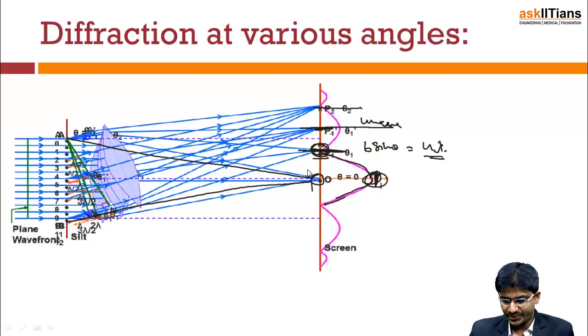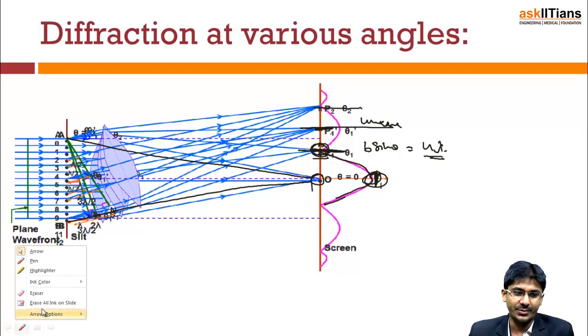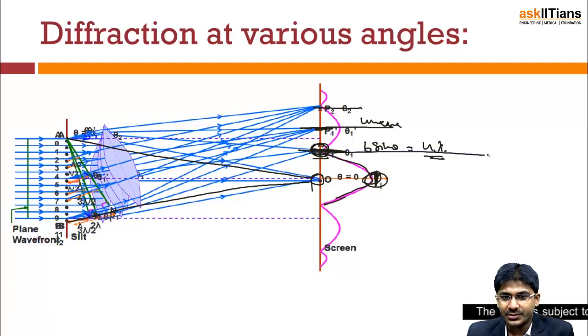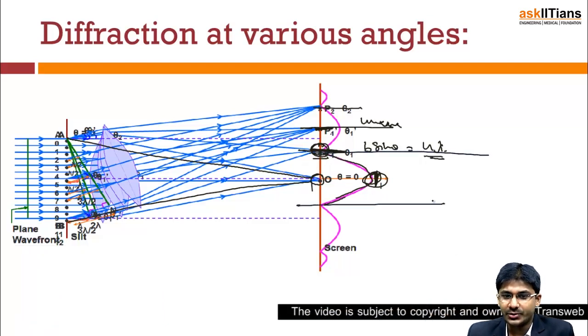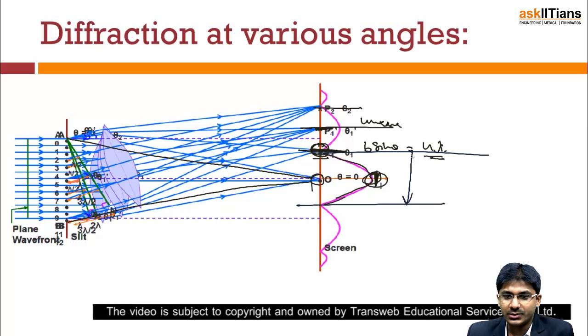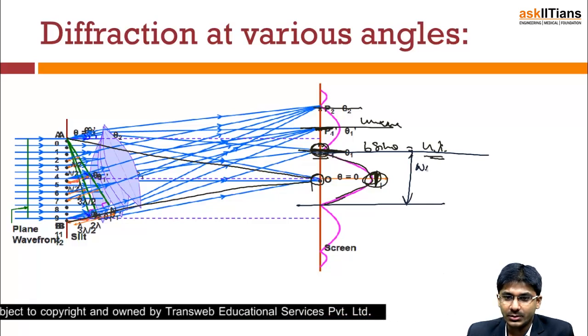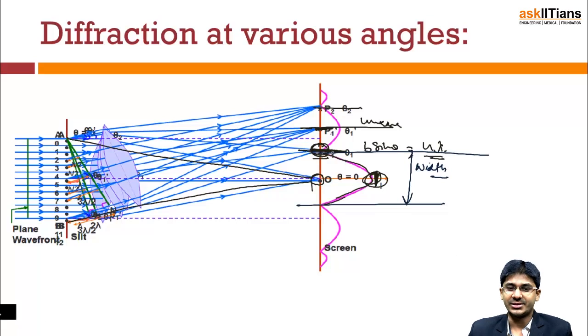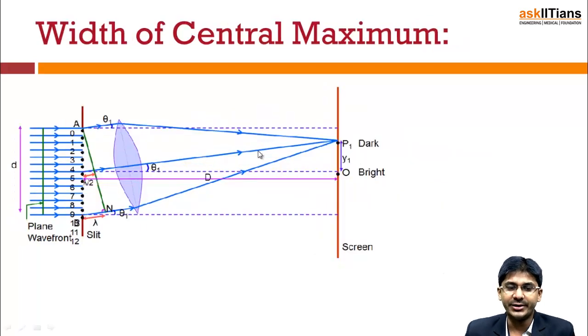Now how to find out the width of central maxima? This is the central maxima. When I say the width of central maxima, what I mean is this, from here to here. This is the width of central maxima. Its value here is 0, here it is 0, and it goes to maximum here. So this length is the width. So we will try to find out what the width of the central maxima is.